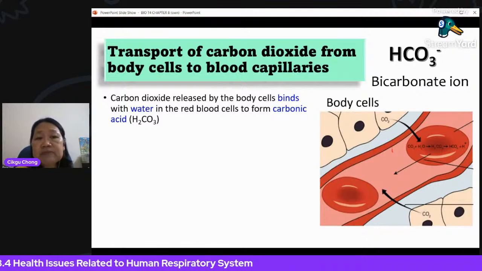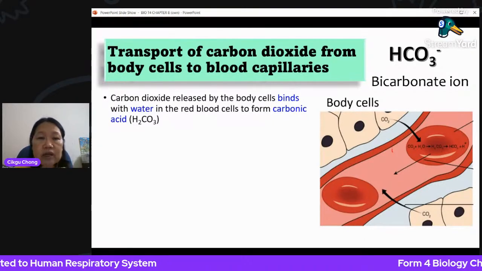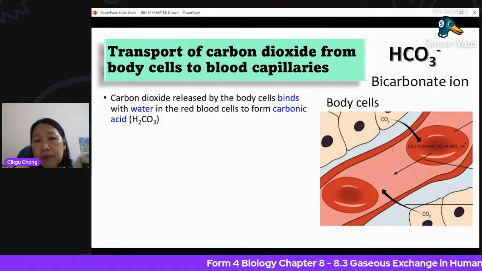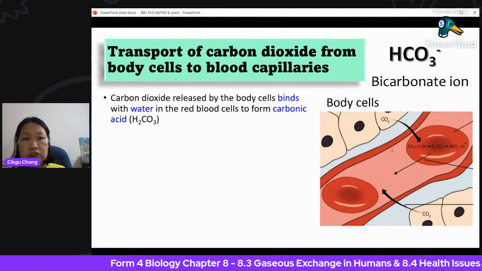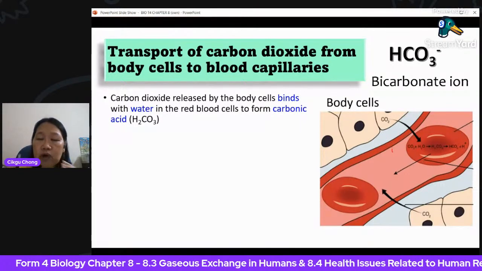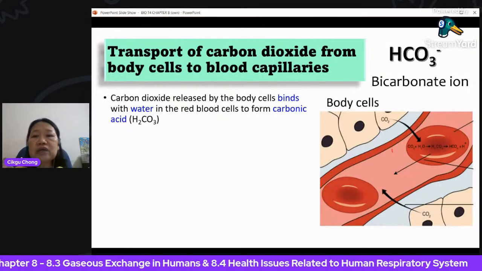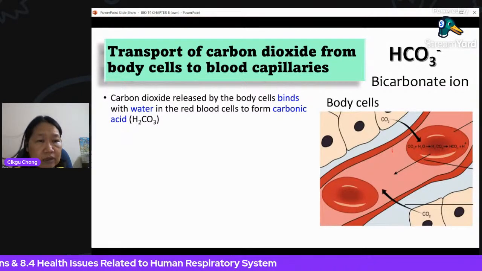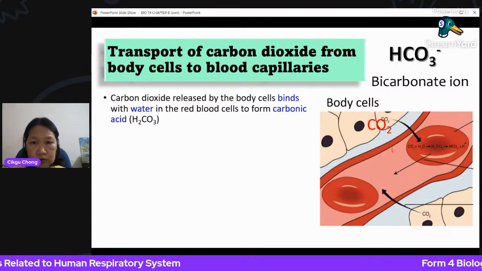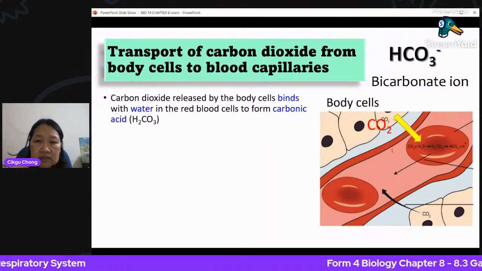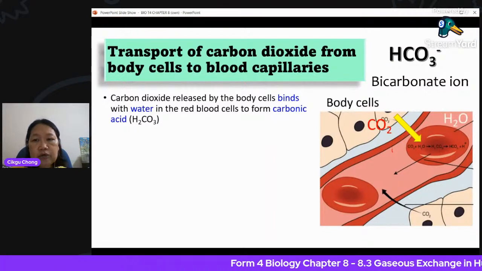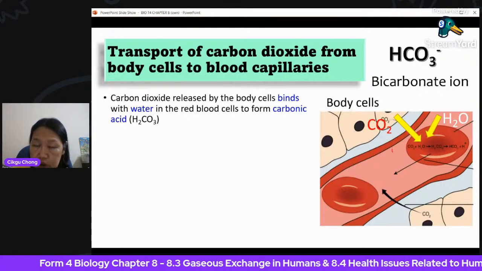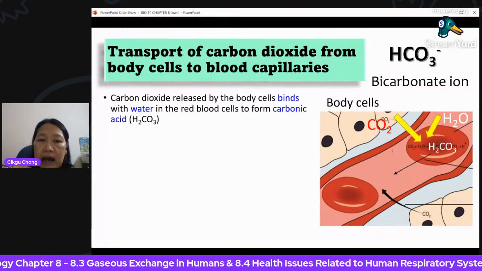Carbon dioxide is released by the body cells. Because of respiration, there will be a lot of carbon dioxide, a higher partial pressure inside there. Once it is released by the body cell, it will diffuse into the blood capillary, and once it's inside, it will go into the red blood cell. It binds with water, so there's water in the red blood cell. CO2 enters the red blood cell, and then you have water as well. You combine these two, and you get carbonic acid.